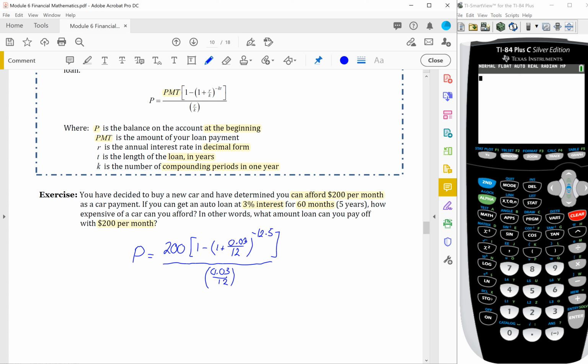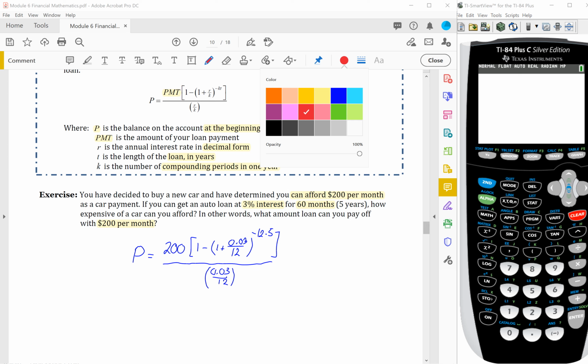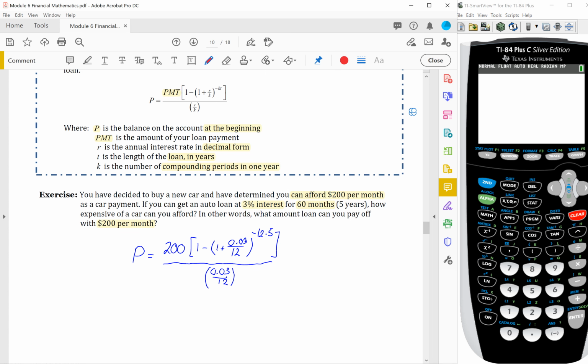Okay, let's grab our calculator. Now again, your calculator may be slightly different than mine. If you're unsure about the use of parentheses, feel free to insert extra parentheses here, just so your calculator knows that this is all the numerator of your fraction. Notice the denominator already had a set of parentheses there.